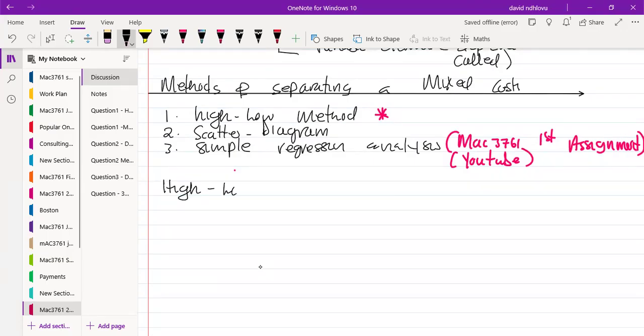Right, good people. I know this is basically just a review of what you have done before. The high-low method is actually elementary to any MAC module, including first year and second year. Right, what is the formula for the high-low method? Who can remember that? Right, good people.